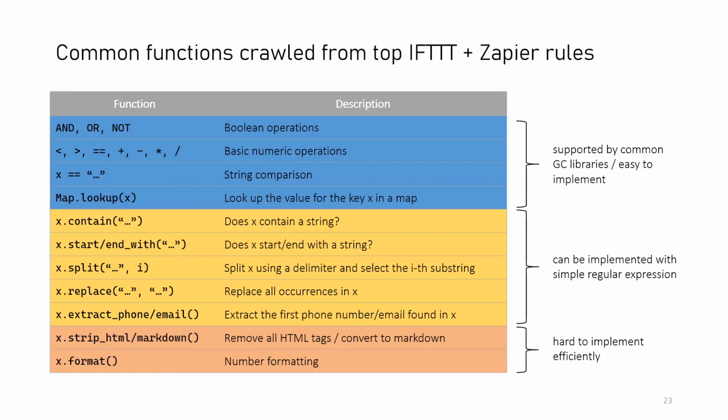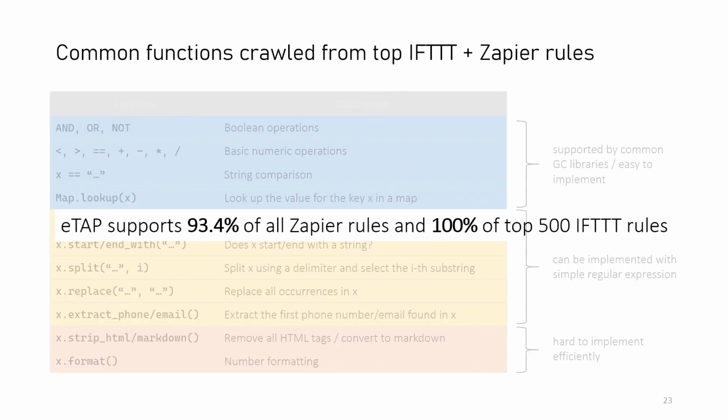There are two remaining functions that our approach cannot efficiently support. However, as we can notice, both of them are purely formatting functions. In summary, ETAP can support over 93% of all Zapier rules and 100% of top IFTTT rules.